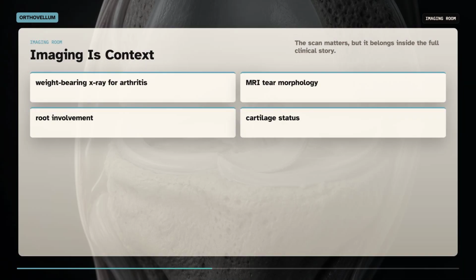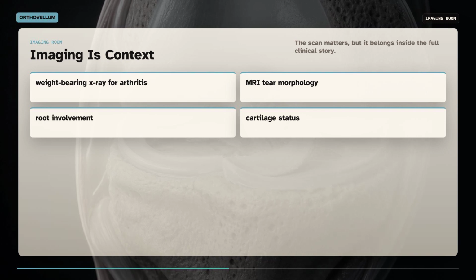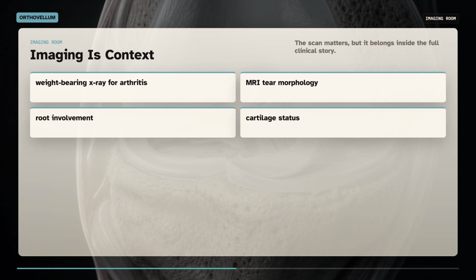Imaging helps when it is matched to the story. The useful imaging logic here is weight-bearing X-ray for arthritis, MRI for tear morphology, root involvement, and cartilage status. An image is evidence, not a verdict. The same report can mean different things in different people. The skill is to connect the image, the symptoms, the exam, and the person's goals. That is the difference between treating a scan and treating a patient. A useful image question is: did this picture reveal the diagnosis, confirm the severity, exclude danger, or help plan treatment?